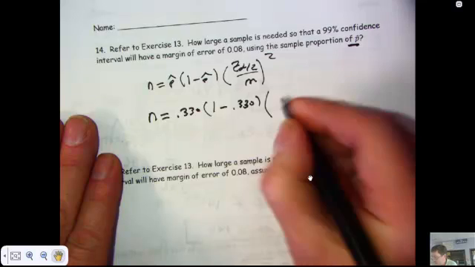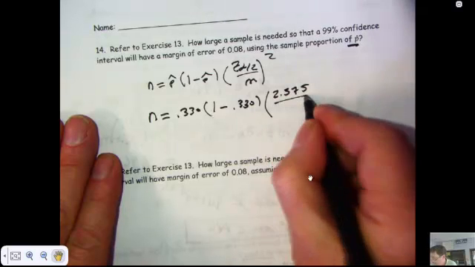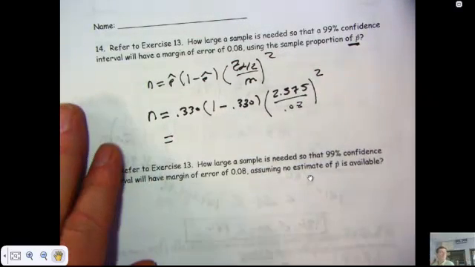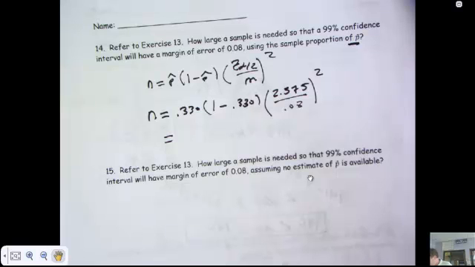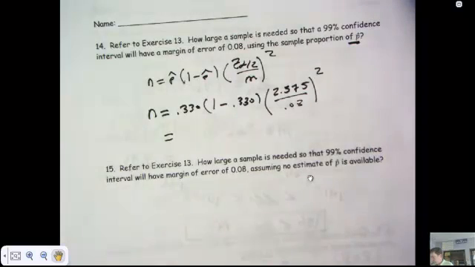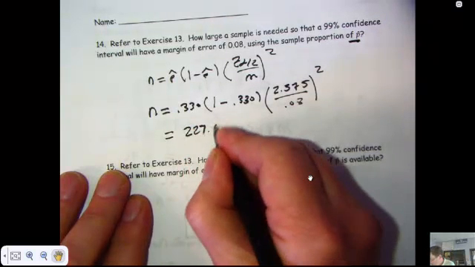What's Z of alpha over 2? 2.575. What's M? 0.08. So I type that in. Where did you get this from? Again, it's on chapter 7 right here. And I get an answer of 229.0607.